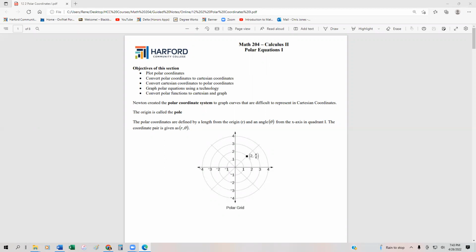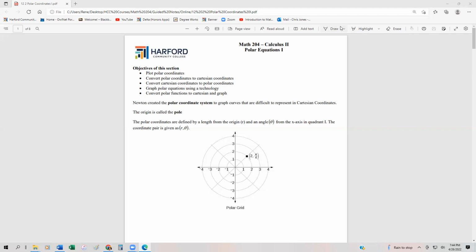Sometimes we have relations that don't necessarily meet the functional definition in Cartesian coordinates, and it's easier to use a polar coordinate system. This is mostly true when we start dealing with things like circles or other conic sections, which we're going to look at a little bit later in the course.